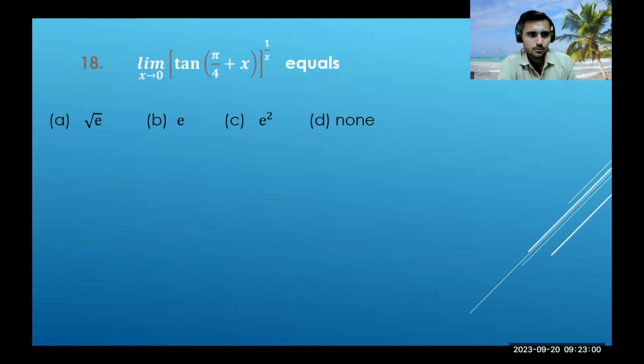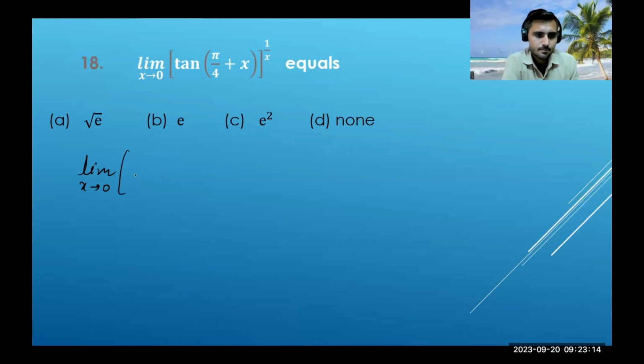So same form. So what we'll do here is we will first write tan and expand it. We'll apply the formula tan(a plus b). So tan a means tan pi by 4, which is 1, plus tan b means tan x, upon 1 minus tan a tan b. So tan pi by 4, which is 1, into tan b, which is tan x, right? And power 1 upon x.